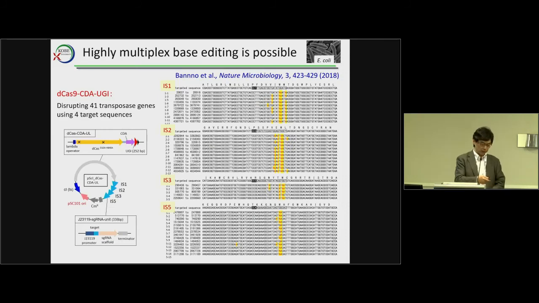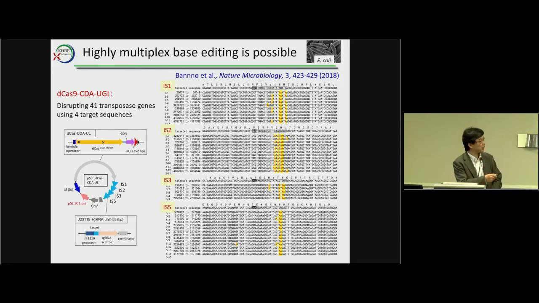So another very unique point of this deaminase case is multiplexity. You can introduce many point mutations at the same time. In this case, this is an E. coli case. We tried to test how many multiplex edits are possible.